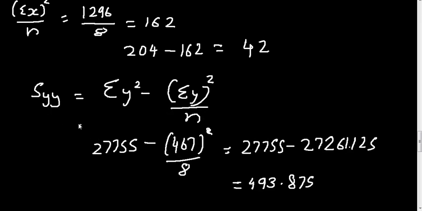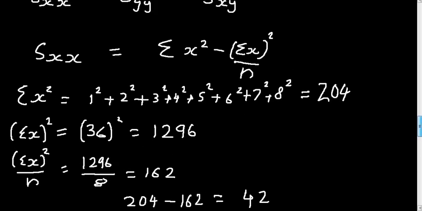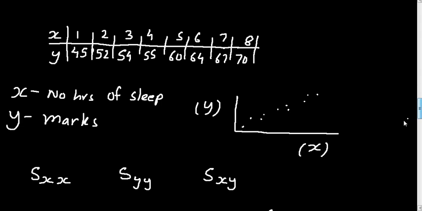Now this is what I get for my syy. I square all the y terms and I add them all up, and then I add up all the y terms. That is 467, and then I square it. Then I divide it by 8. These are the values here, and the final answer is 493.875. So I've done my sxx and syy. Now I've got to solve for my sxy.